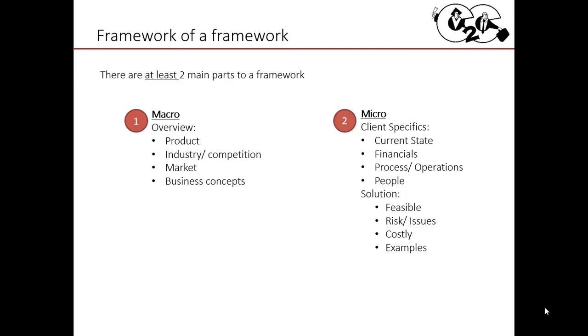And the solution should be something that's feasible. You should assess the risks and issues for your solutions. Those should also be very minimally costly. And you want to provide examples to show why your solution would be validated as opposed to just making up a solution and thinking that it's going to work.